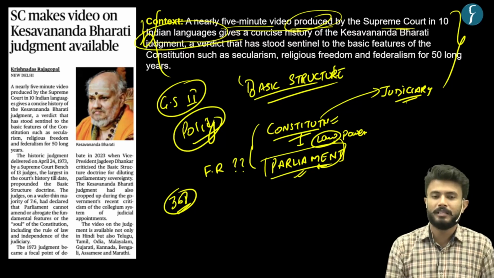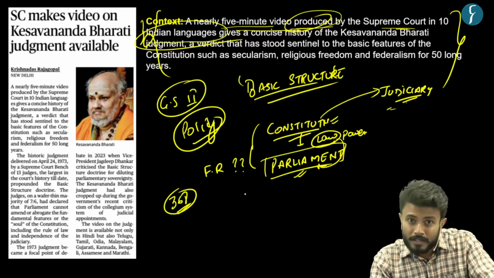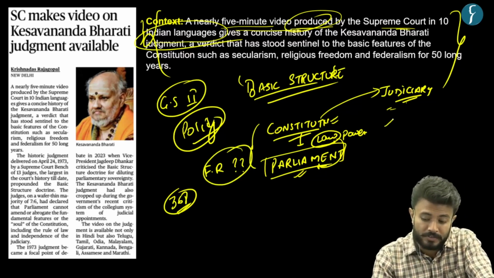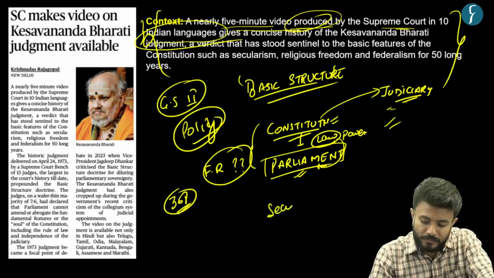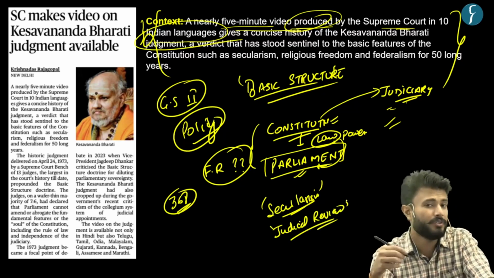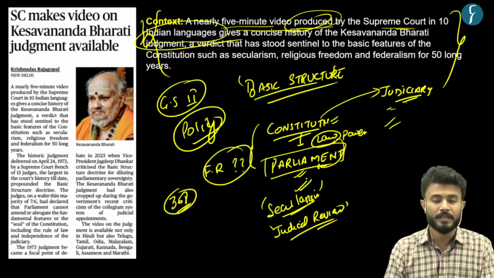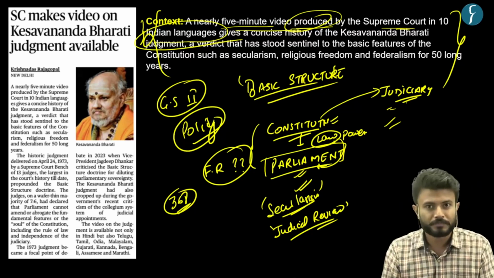In the Keshavananda Bharati case, the judiciary said that yes, you can take the fundamental rights away, but you cannot take away those things which form part of the basic structure doctrine. Okay. For example, let's say secularism. So now secularism is a basic structure doctrine. Similarly, let's say judicial review. So judicial review is a basic structure. So that means the parliament cannot frame a law which goes against the secular principles of India. Parliament cannot frame a law which takes away the power of judicial review by the judiciary, right?